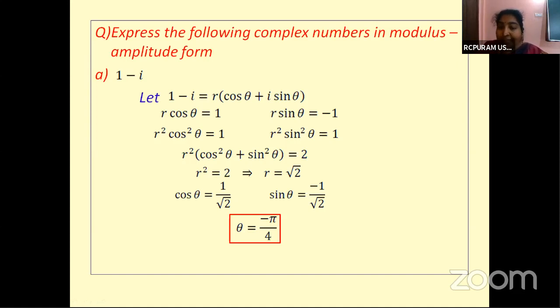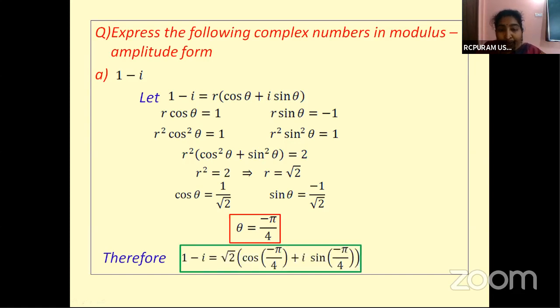And this type of problems we have dealt with in our first year general solutions, isn't it? Now, this theta we are taking is the principal value. Remember, we are not taking the general solution over here. Therefore, 1 minus i, we need to represent in modulus amplitude form. So 1 minus i will be taken as root 2 into cos of minus pi by 4 plus i sin of minus pi by 4.